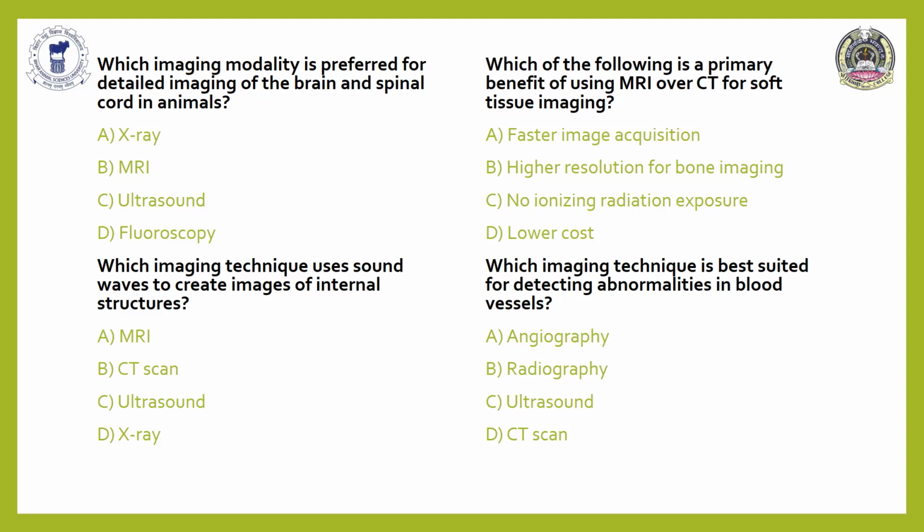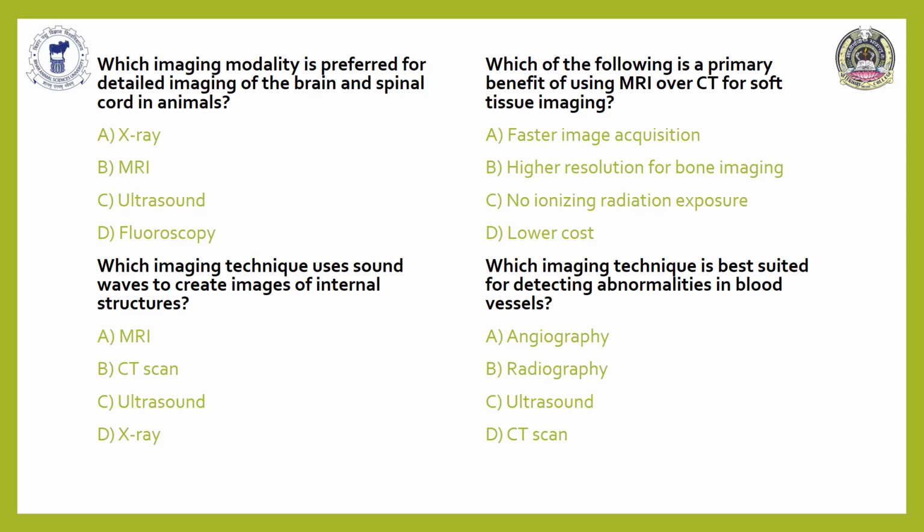Which of the following is the primary benefit of using MRI over CT? Because they both are good for detailed analysis, but what is the advantage of MRI over CT for soft tissue imaging? B, ma'am. No, C. Higher resolution. MRI does not carry higher resolution for bone imaging. CT has better resolution for bone. And the advantage is it is non-ionizing. It works on magnetic resonance, okay? So no ionizing radiation is involved in MRI. However, in CT, a lot of radiation is involved.